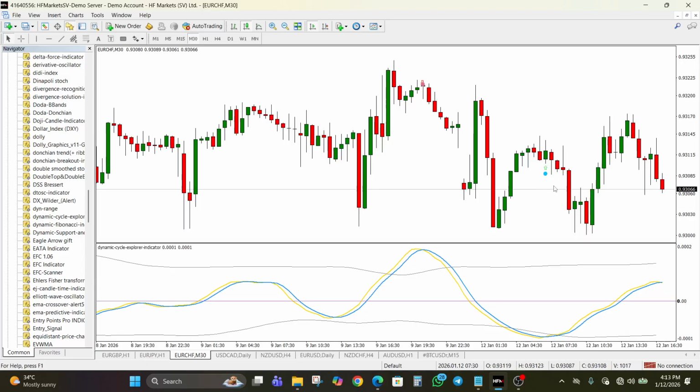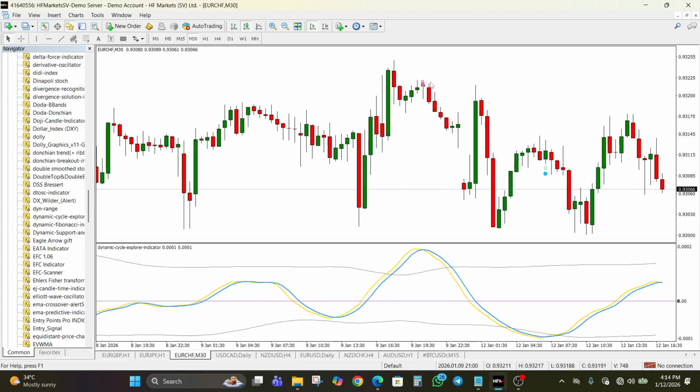Now you will notice that this signal eventually failed, right? After the signal appeared, price came down. So this just shows that no indicator is foolproof, okay? And you should always have proper risk management in place, just in case the indicator gives you a false signal. Okay, no indicator is foolproof, so there are times when false signals would appear.